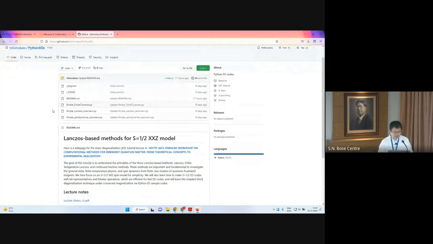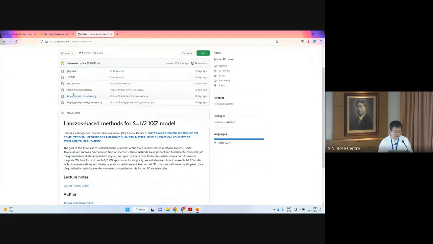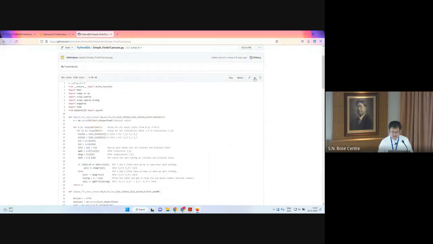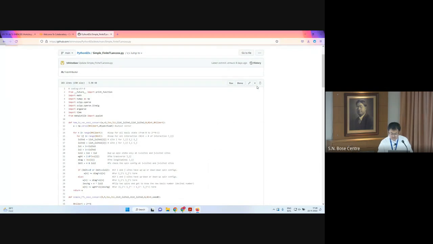Yes. So, for example, you can see the three Python codes here. For example, I will open the finite temperature Lanczos code, and you can get the copy of this code by, oh, where's the button to copy? I'm not familiar with using the Windows, so can you copy these all? Copy both.